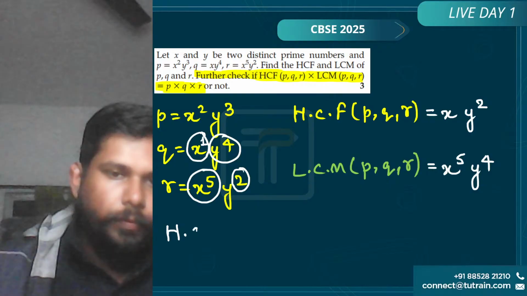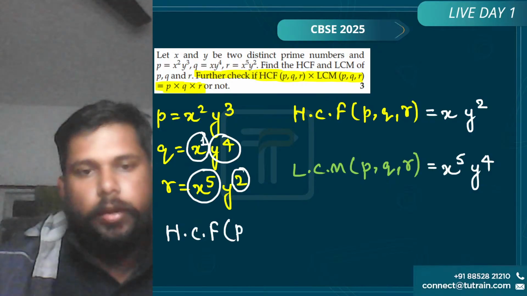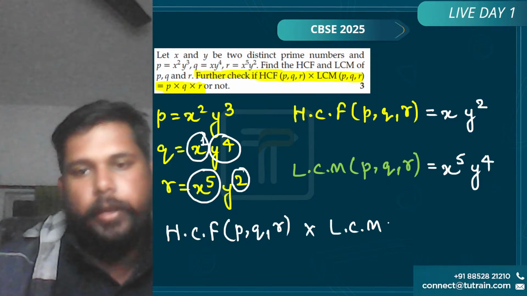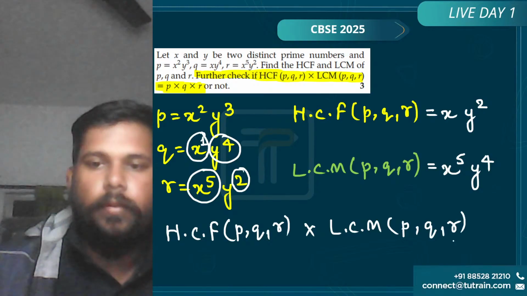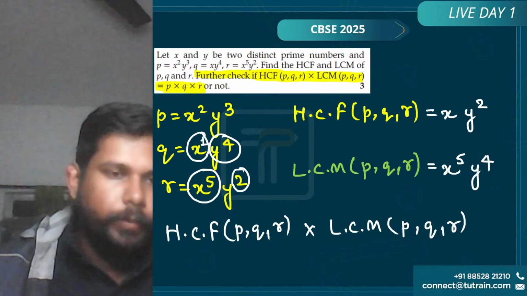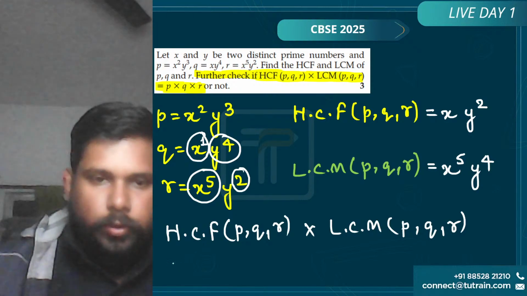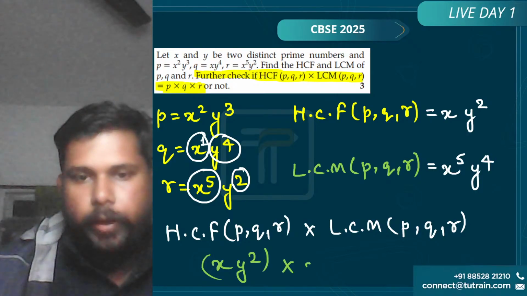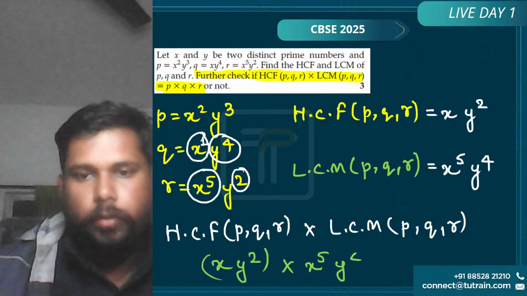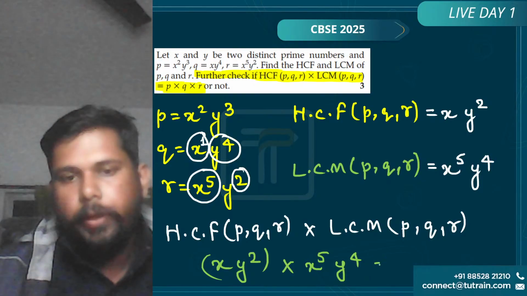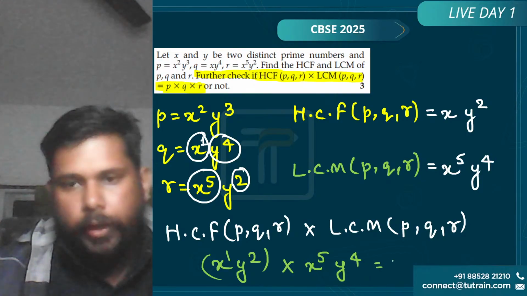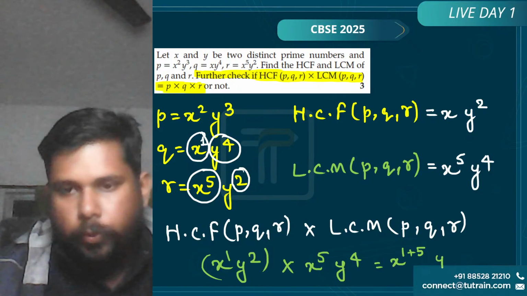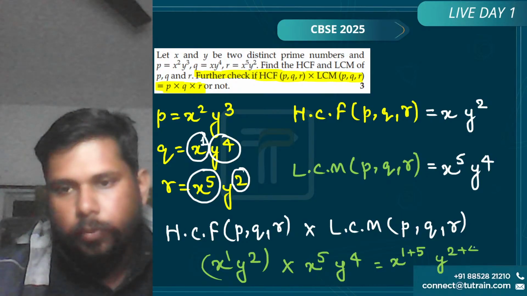So HCF of P, Q, R times the LCM of P, Q, R. Here we just need to multiply them, right? Yes. So it is xy square multiplied by x to the power 5 y to the power 4. If we multiply this, it will be x to the power 1 plus 5 by the law of exponents, y to the power 2 plus 4.